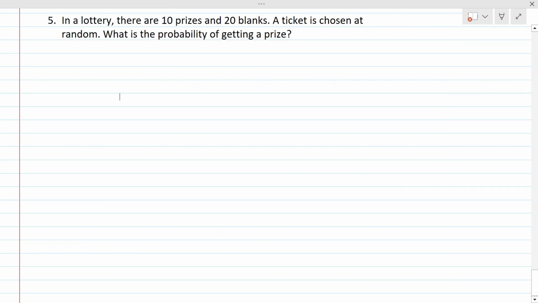The fifth question. In a lottery, there are 10 prizes and 20 blanks. A ticket is chosen at random. What is the probability of getting a prize? This is very simple mental math, nothing great, but the steps matter here. So first, the total number of possible outcomes.